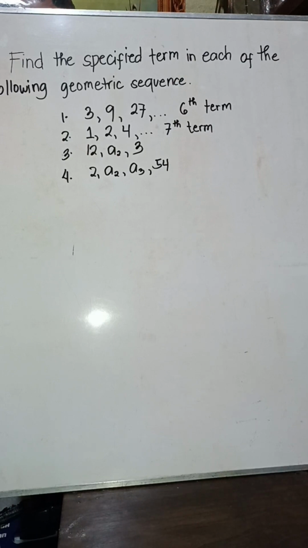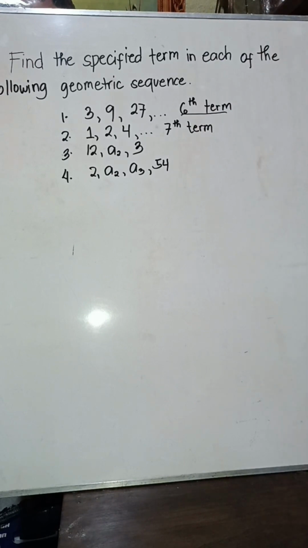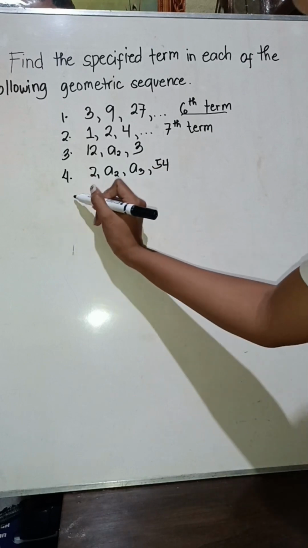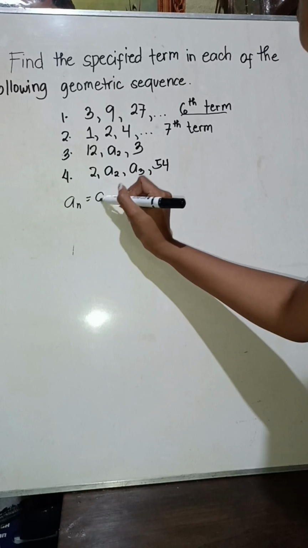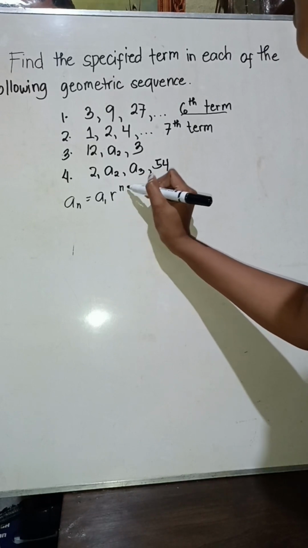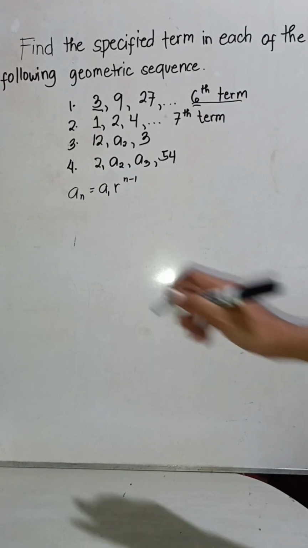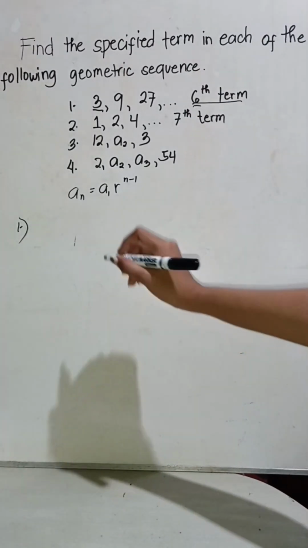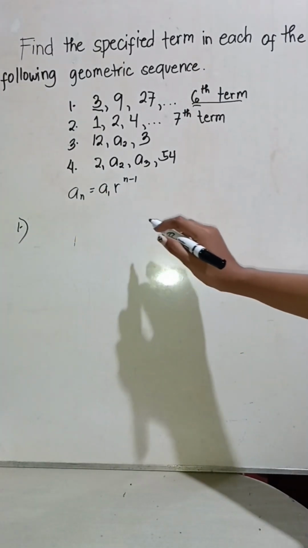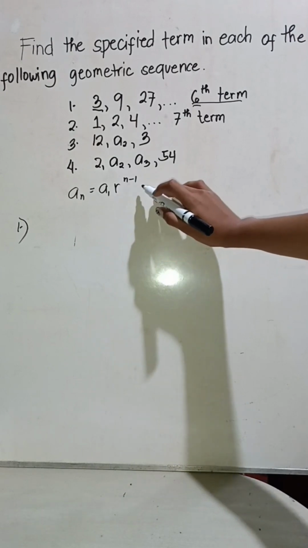Number 1: 3, 9, 27. Let us find the sixth term. The formula for finding the nth term of a geometric sequence is a sub n equals a sub 1 times r exponent of n minus 1. Okay, now let us try number 1, using this formula.